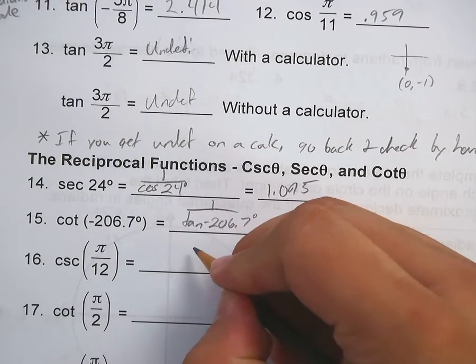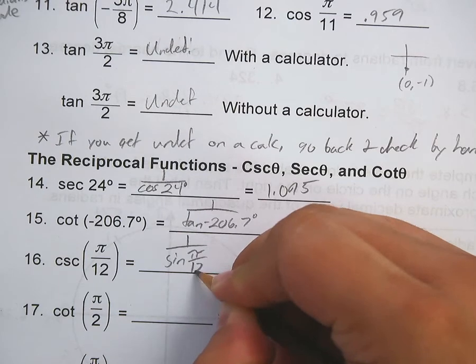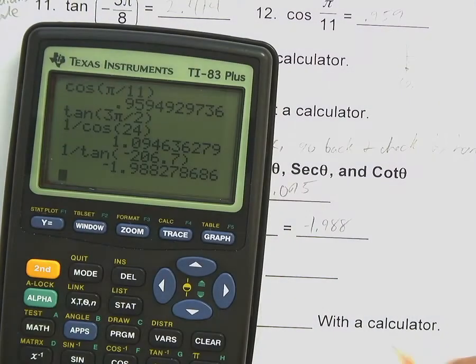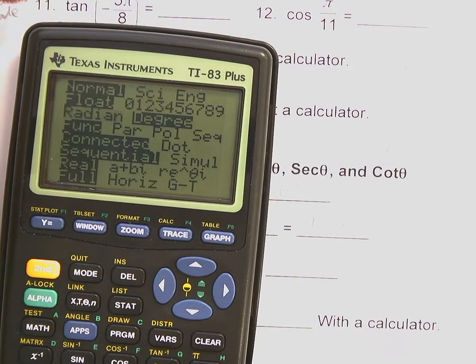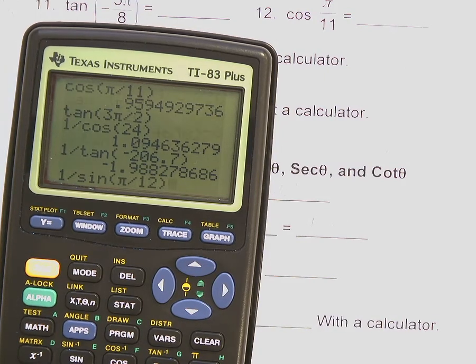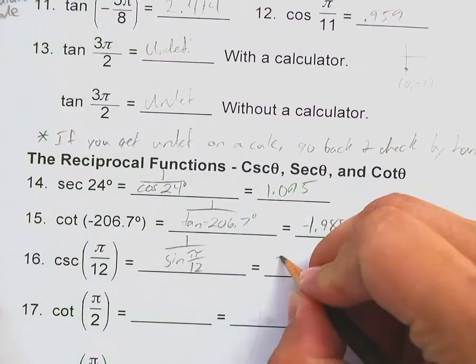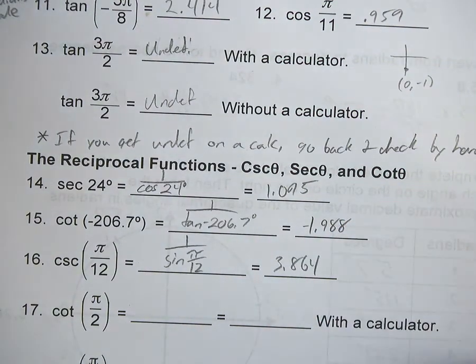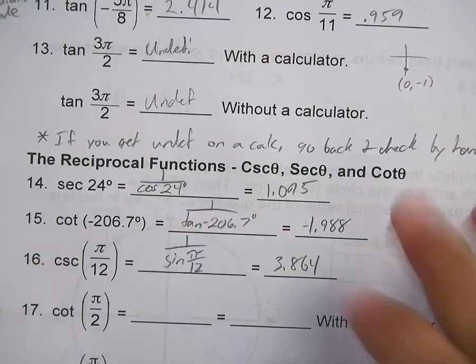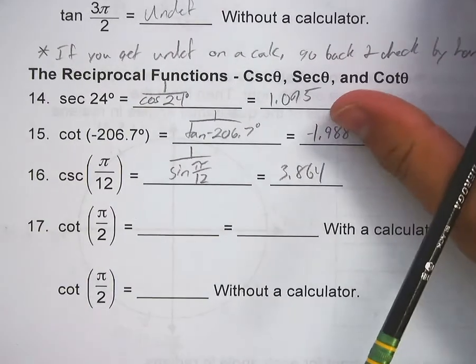Cosecant of pi over 12 is 1 over the sine of pi over 12. So I'm going to grab my calculator, and I'm going to put that thing in radian mode. Radian. And I do 1 divided by the sine of pi over 12. 3.864 if we round up. Pause it if you're falling behind. Go back, redo.